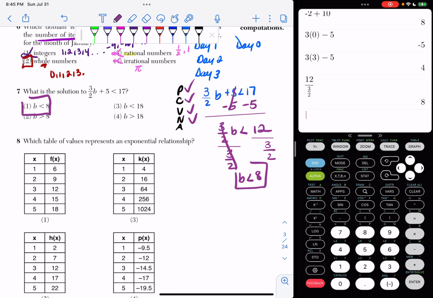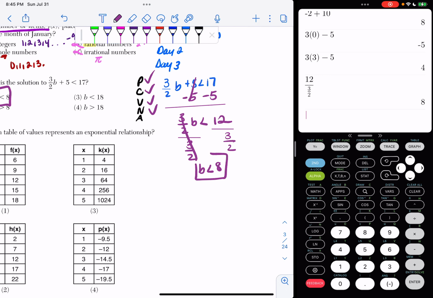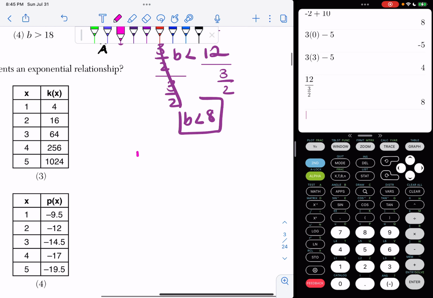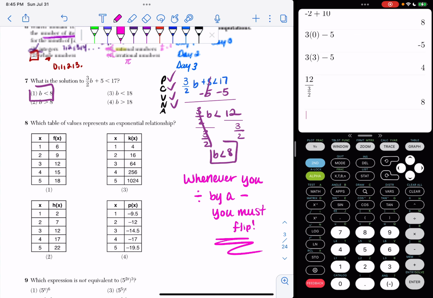You can do this on the calculator. I'll show you in a minute. But before we go into it, I just want to write one little thing. Whenever you divide by a negative, you must flip the inequality. So, wait, before we do that, if I divided by a negative 3 halves, it would have been b greater than 8, okay? Just to let you know.